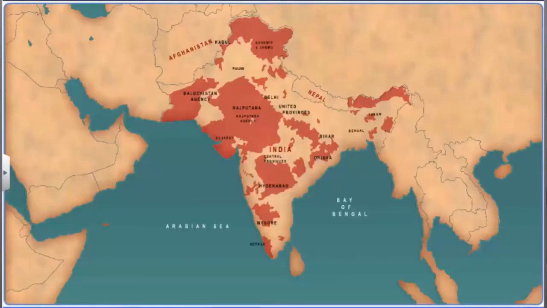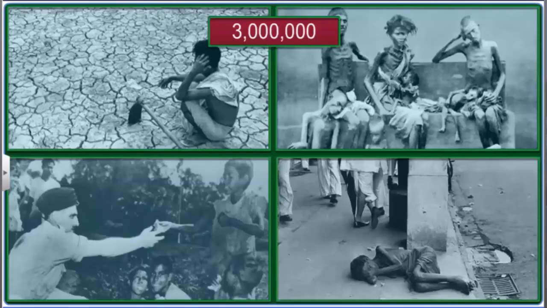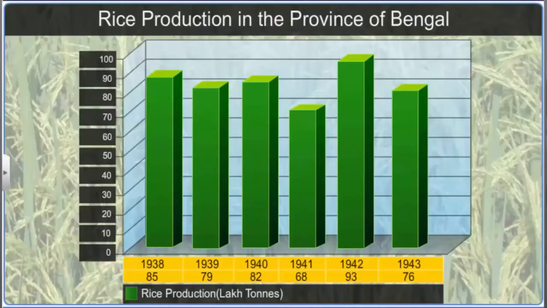The worst famine in Indian history was the Bengal famine that hit the Bengal province of British India in 1943. Around 3 million people, mostly agricultural workers, fishermen, transport workers, and casual laborers, died in the Bengal famine. A shortage of rice is often cited as the reason for the Bengal famine. However, the graph here shows that though the production fell sharply in 1941 and 1943, it was not low enough to cause such widespread famine conditions.